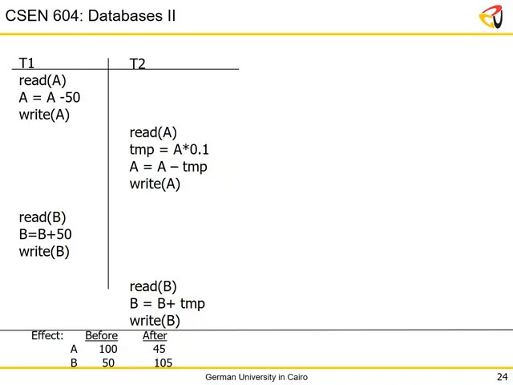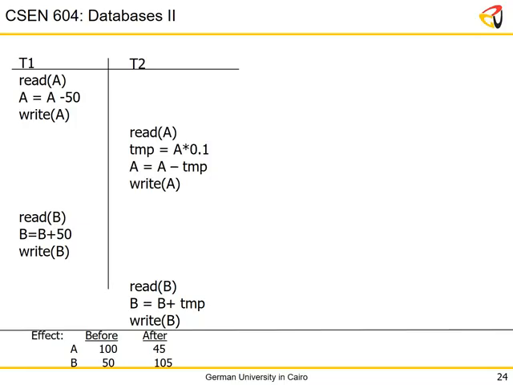Now, the after is the same as what we have seen before. So this is an example of a serializable schedule, since it produces an output that is the same as running T1 followed by T2. So this is a serializable schedule.